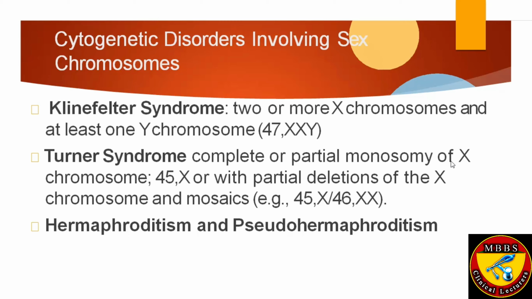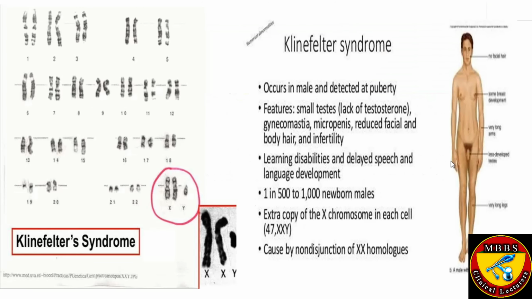Hermaphroditism and pseudohermaphroditism also come under the heading of genetic disorders of the sex chromosome. See, in Klinefelter syndrome, on the right side you are seeing a karyotype in which this gold rounded circle shows that the X chromosome is affected and a portion is detached. This usually occurs in males and is detected at puberty.